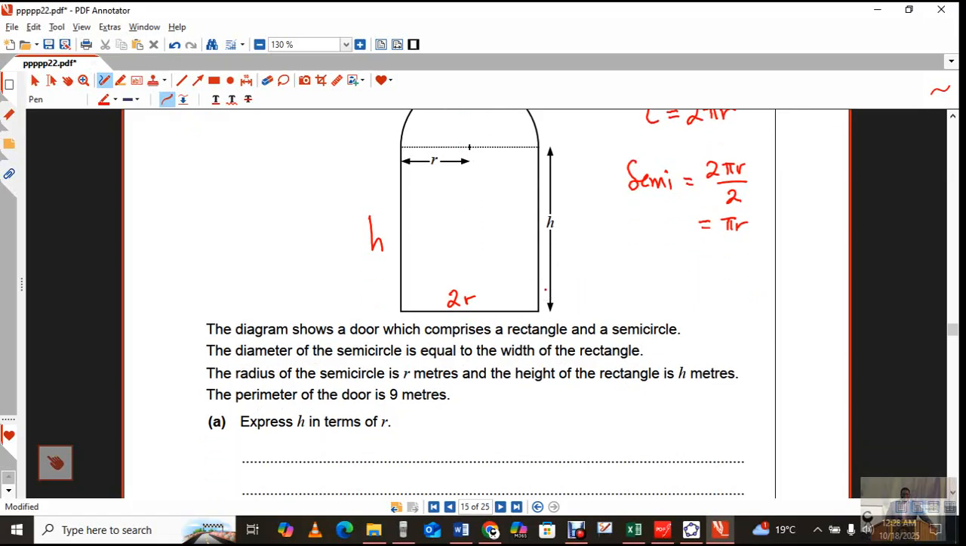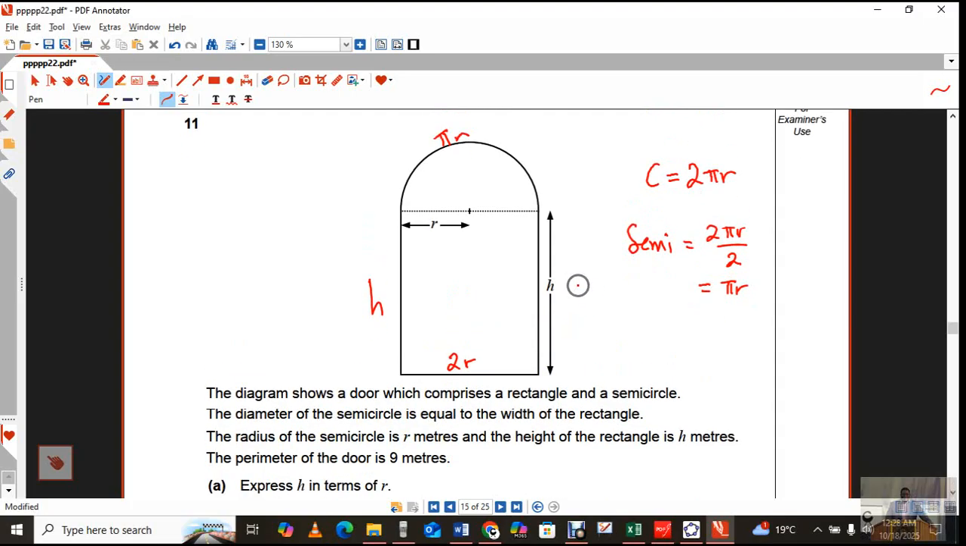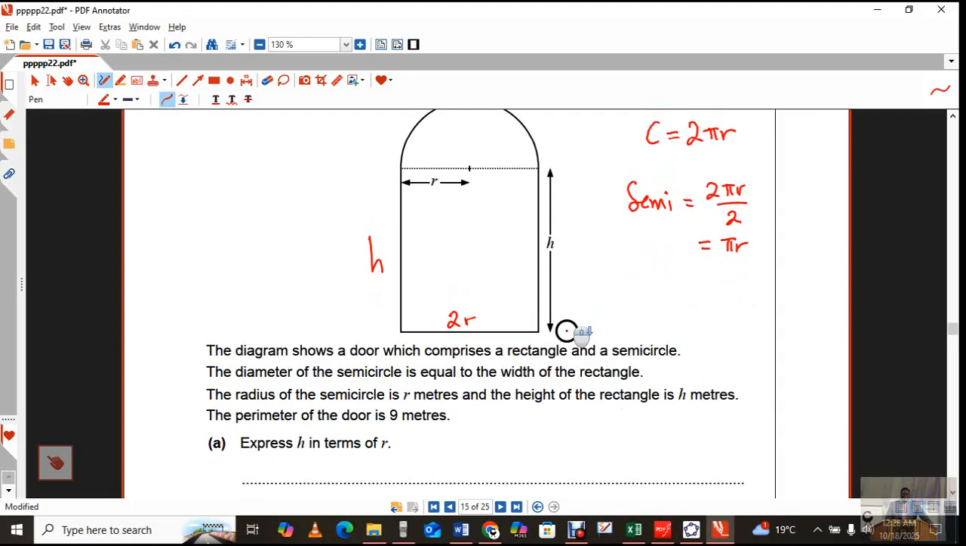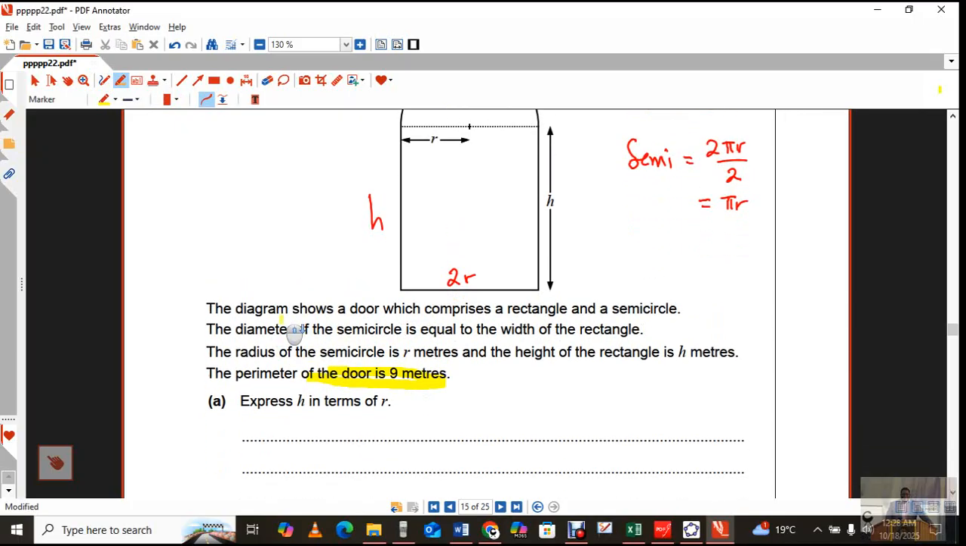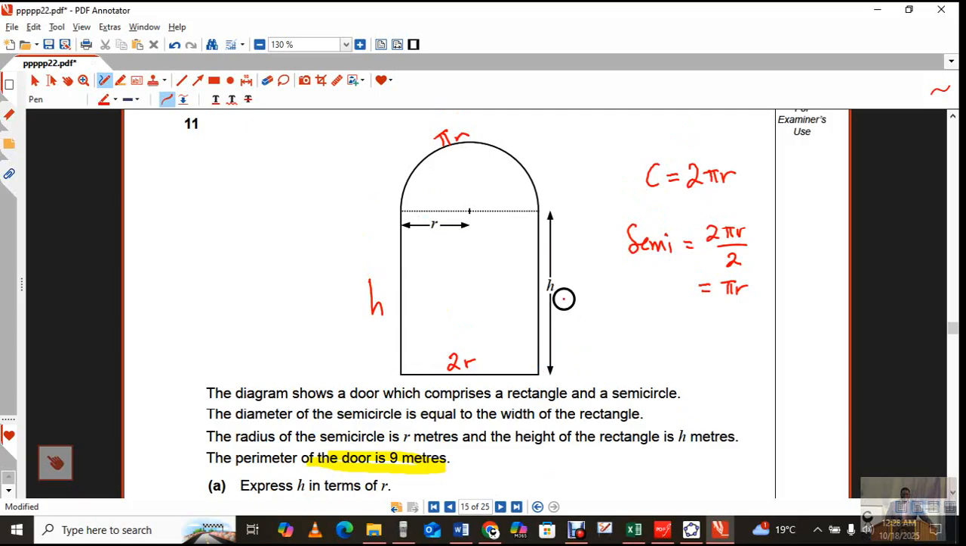The reason I'm doing that is that we are told that the perimeter of the door, which comprises of that, the radius being r and so on, is 9 meters. So using everything that I have done, the whole distance around is h plus h, that is h plus 2r plus that curve part, pi r, should equal 9. That is the perimeter when you add everything around that door.